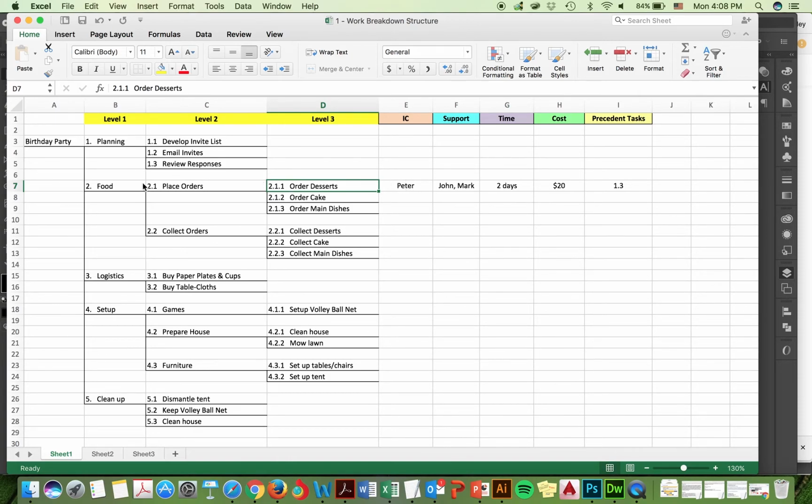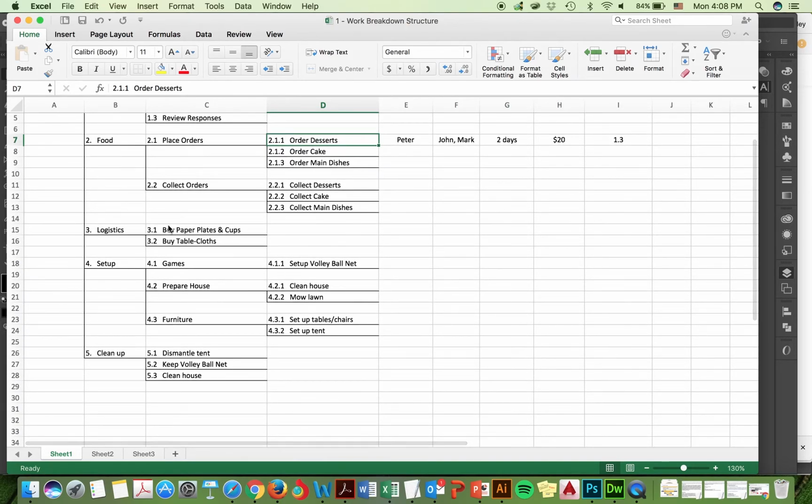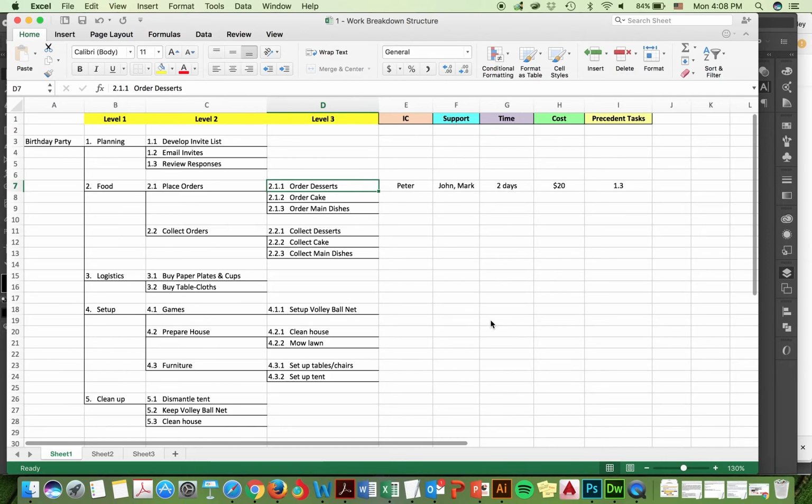So yeah. So logistics, setup, cleanup, you all can have a look and think through. So this is the systematic way of doing planning before your birthday party.